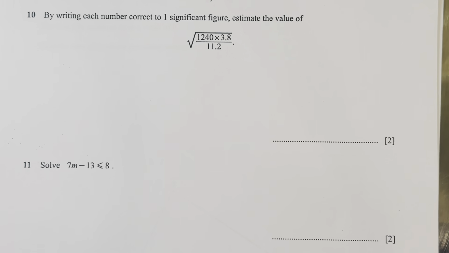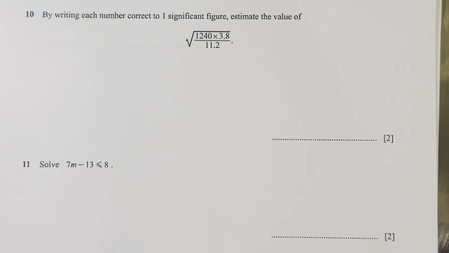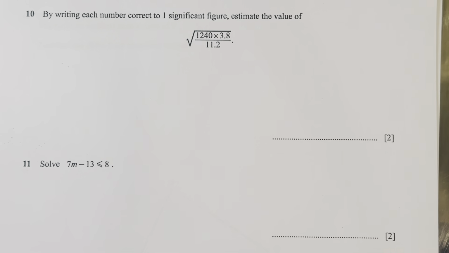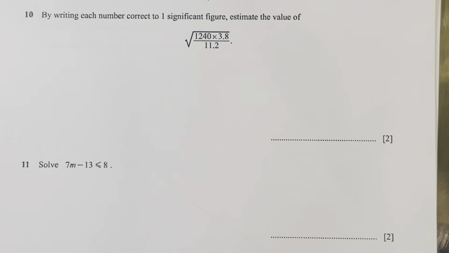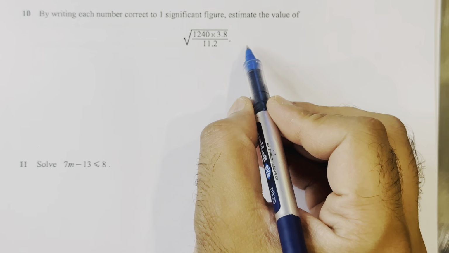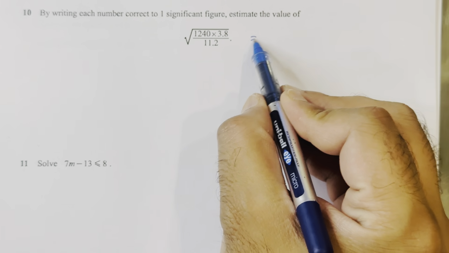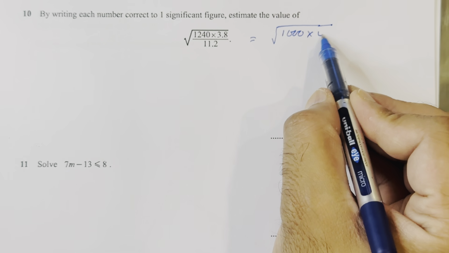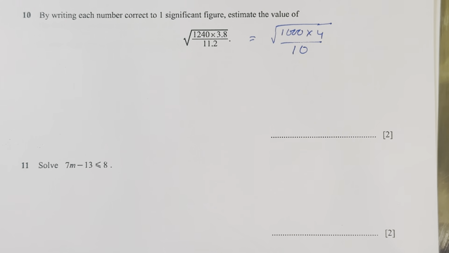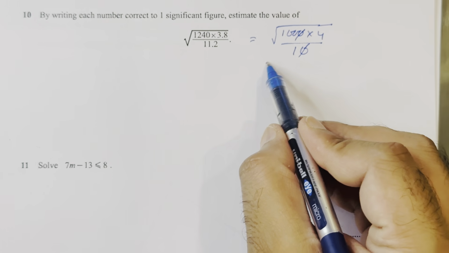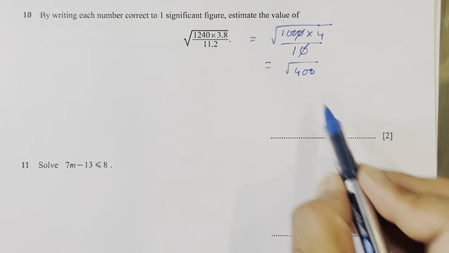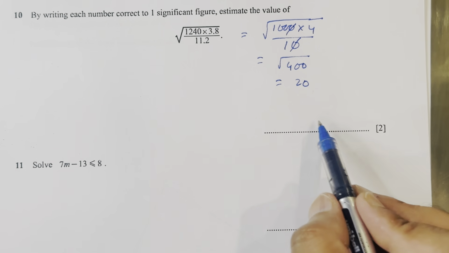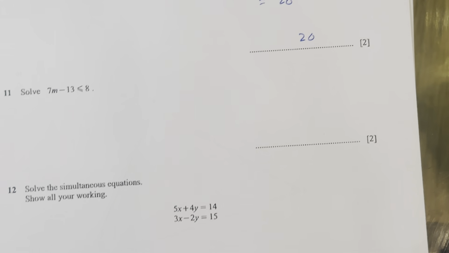Question number 10 is of rounding off, by writing each number correct to one significant figure. Find the estimated value of this. We're gonna write 1240 as 1000, 3.8 as a 4, 11.2 as a 10. We're gonna cancel 0 with 0, 400. Taking the square root of 400, the answer would be 20. Now we will move to the next question.